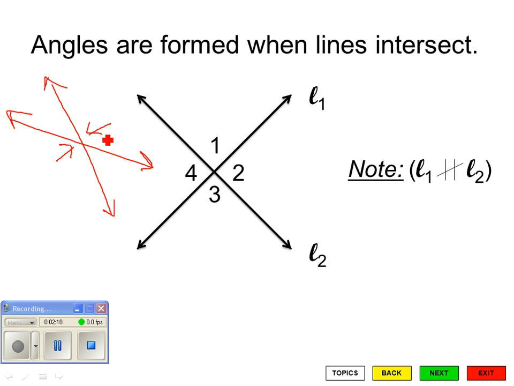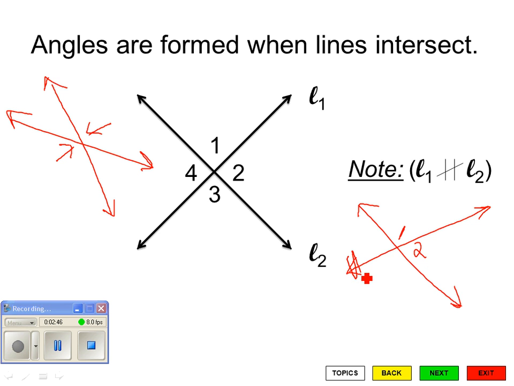If I redraw this picture, I draw some other 2 lines that intersect each other. Doesn't matter what it looks like. Some of you may have drawn something that looked like this. Some of you may have drawn something that looked like that. Something like this. It doesn't make any difference. Can anybody tell me what's true about angle 1 and angle 2 there?